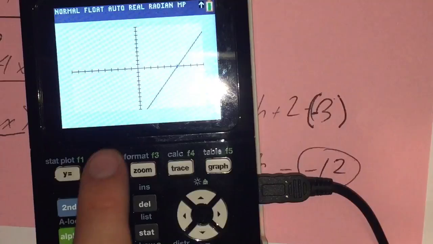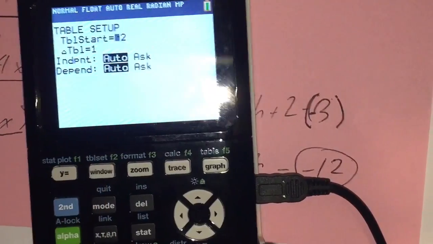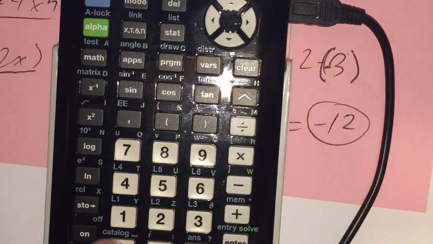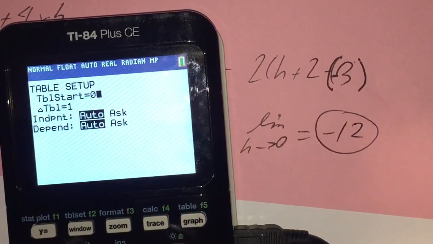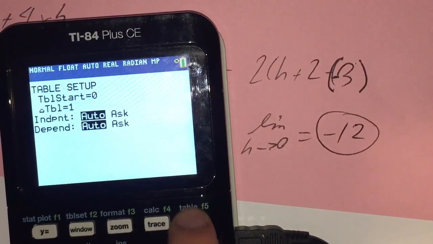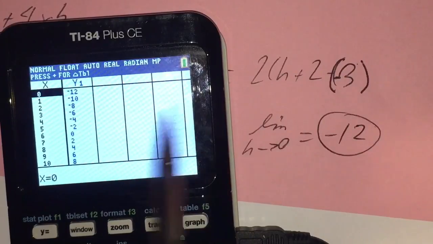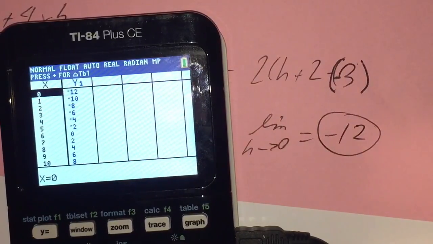hit second window, and we're finding it at 0, so instead of -2, we're going to hit 0. And then you're going to hit second graph, and it's -12.